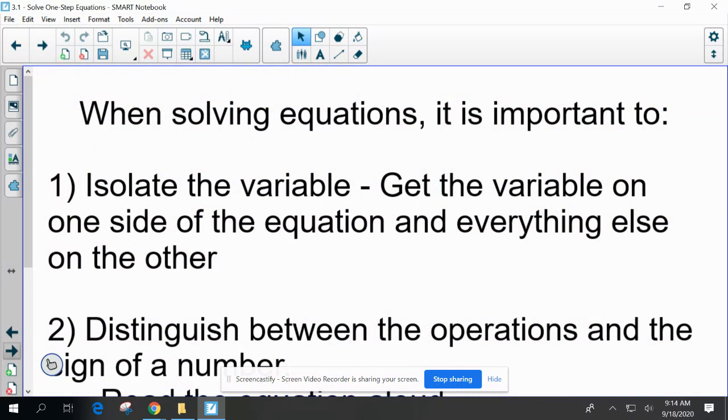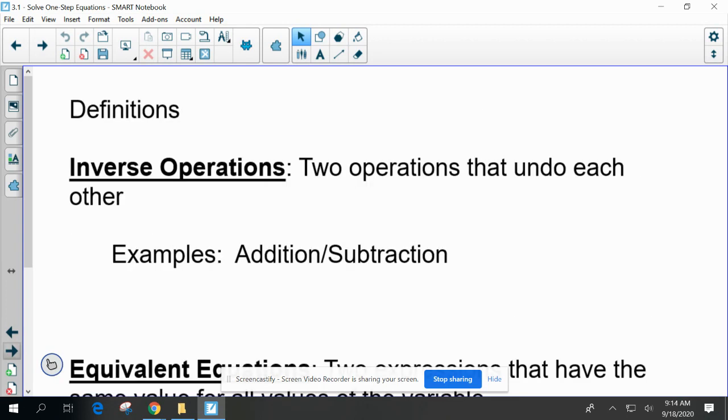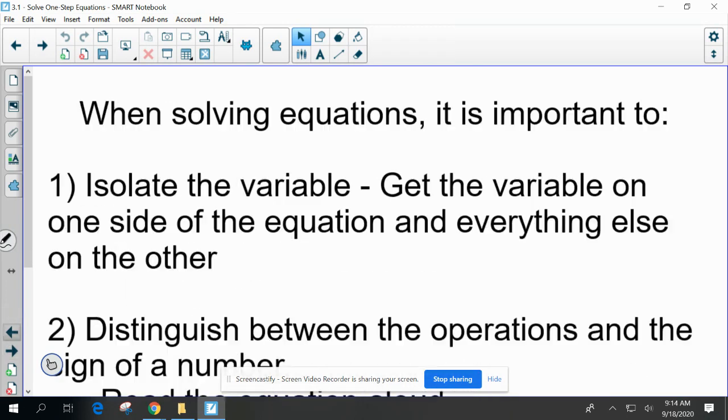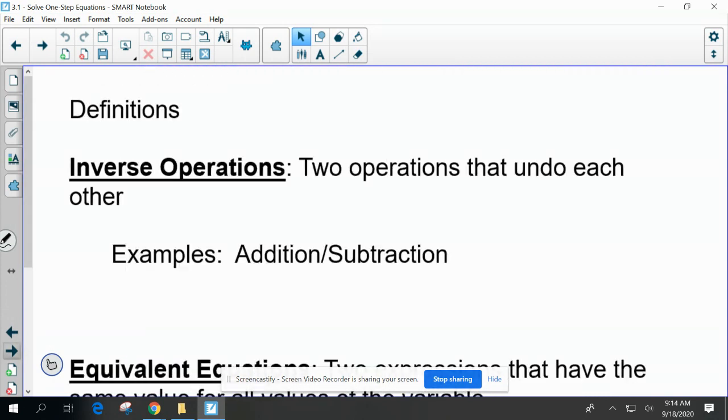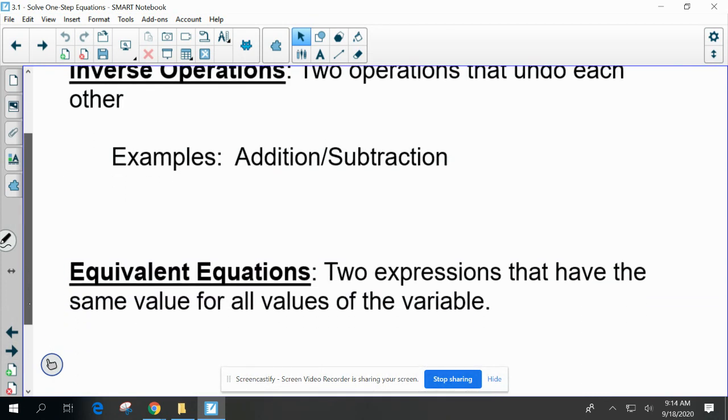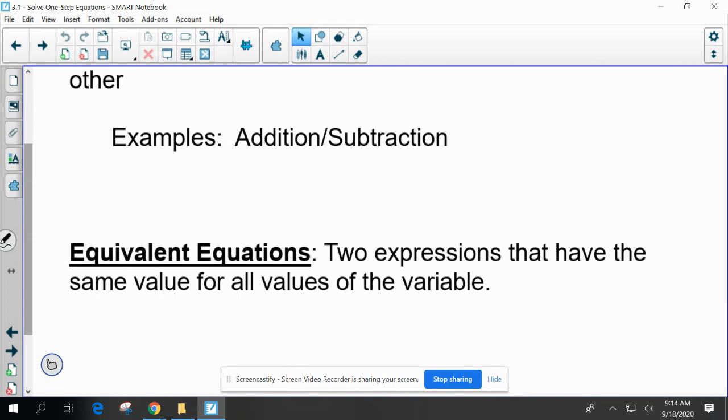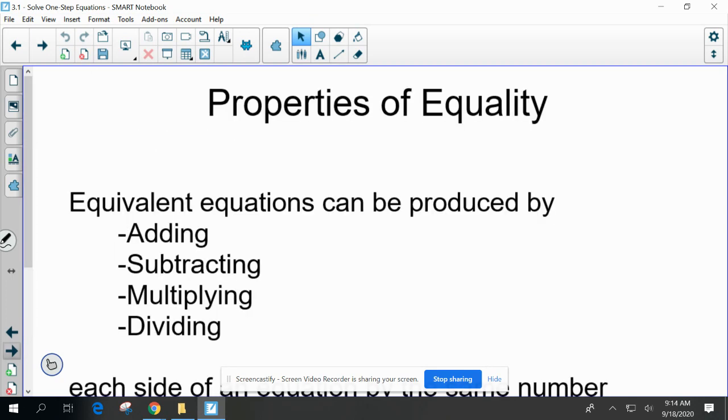Okay, so when you're solving your equations, you're going to isolate the variable, and that means you're going to get everything on one side of the equation and everything else on the other. So we already talked about inverse operations. Also equivalent equations, that is basically they're equivalent on both sides of the equal sign. So whenever we perform an inverse operation, we have to do it to both sides to keep it equivalent.